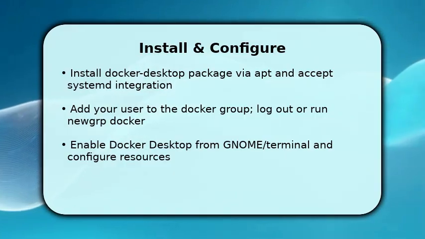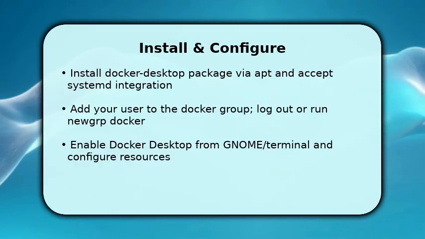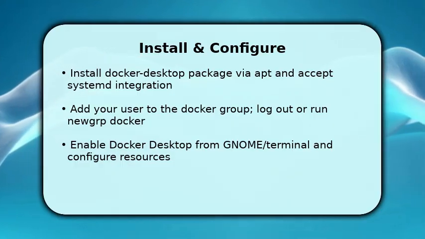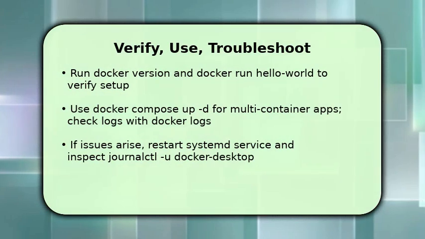Next, open Docker Desktop, adjust CPU, memory, and disk allocations. This prevents resource contention. Finally, enable experimental features only if you know the implications, because they change runtime behavior. You finish by verifying functionality.